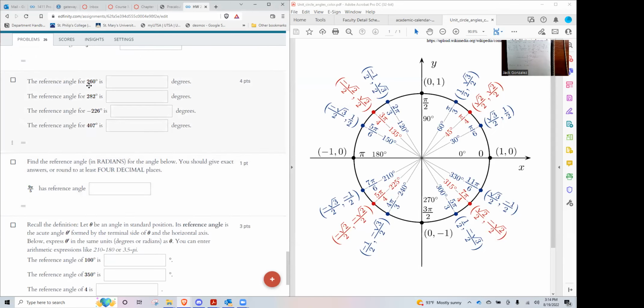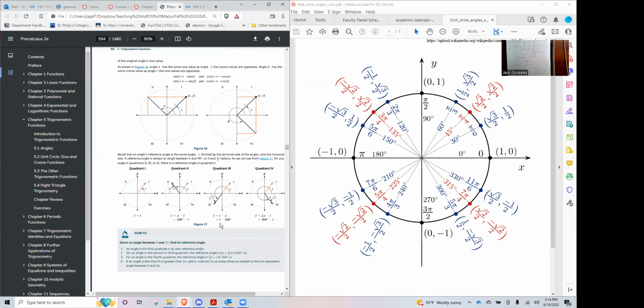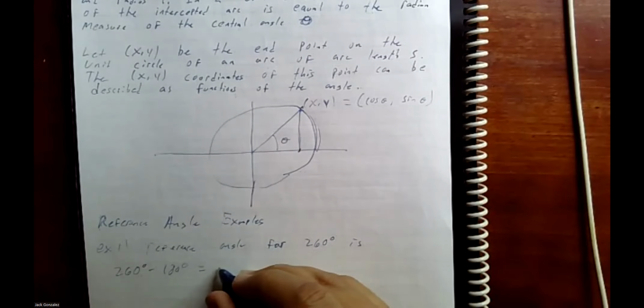So 260. Example 1 for reference angles. Reference angle for 260 degrees is simply, and we said the rule, right? Rule is 260 minus 180. So if you do 260 degrees minus 180, that'll be your answer. That would be 80 degrees, right?